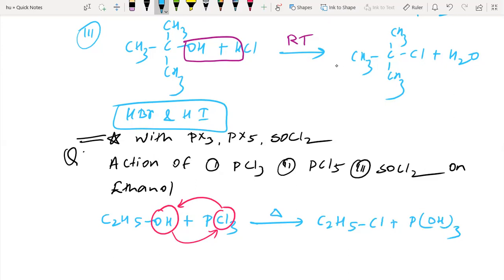But we have to balance this. So how to balance? As there are 3 OH on the right side, I'll put 3 here. Now your alcohol is 3, so C2H5OH is 3, we'll write 3. And what is this P(OH)3? If we open this, it is nothing but H3PO3, which is phosphorous acid. So we got this ethyl chloride. Next we'll do with PCl5.